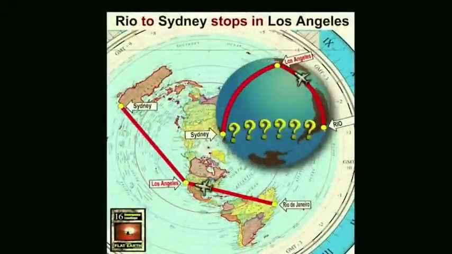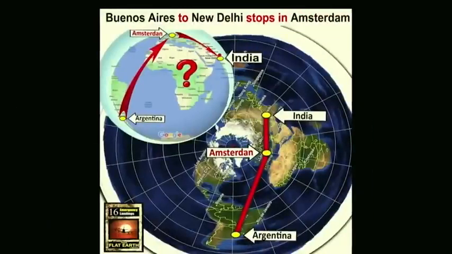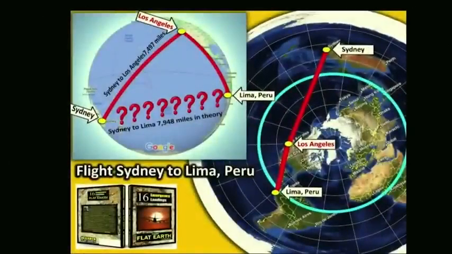Southern flights. Rio to Sydney stops in Los Angeles. That's weird on a globe. Makes a lot more sense on a flat Earth. Buenos Aires to New Delhi makes perfect sense on a flat Earth. Makes 0 sense on a globe. Sydney to Lima, Peru. Everybody wants to go there. Nobody wants to go to Los Angeles. And it's a straight line.